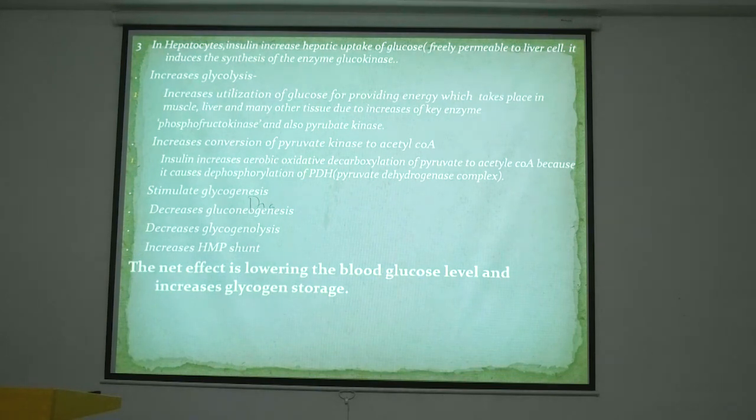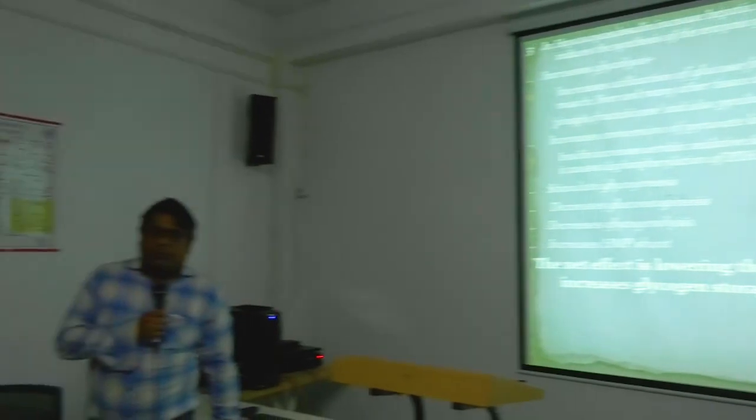In hepatocytes, insulin increases hepatic uptake of glucose. Glucose freely permeates into the liver cells, and insulin increases the synthesis of the enzyme glucokinase. So I expect one answer from all of you: what is the difference between glucokinase and hexokinase?